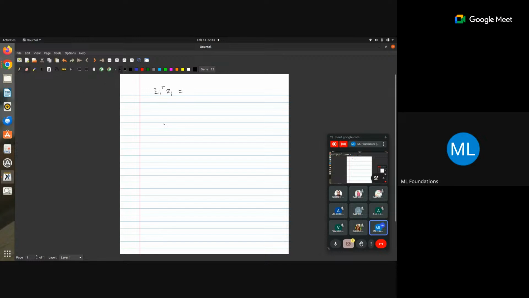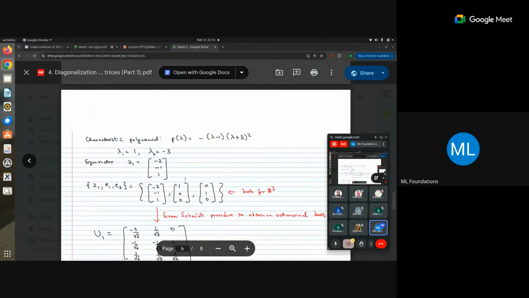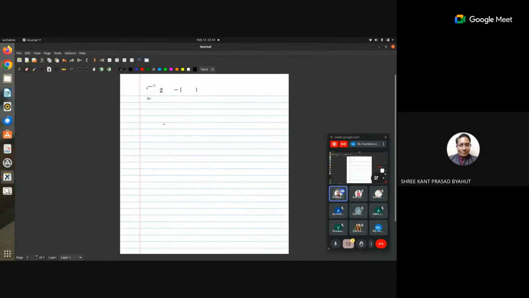Anyway, these are not complex numbers, so it is -2 -1 1. I don't know whether this vector was correct. Shall we check that first, if this is the correct eigenvector? Please check, sir, the eigenvector check. Maybe we get a vector.